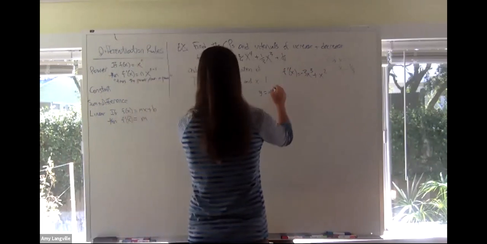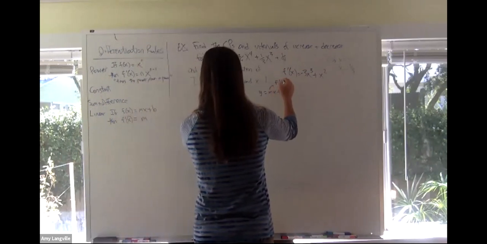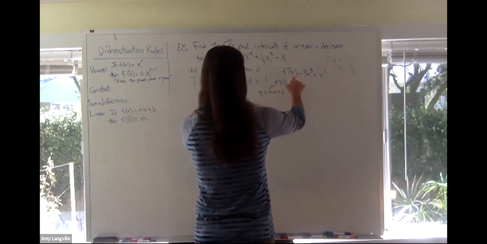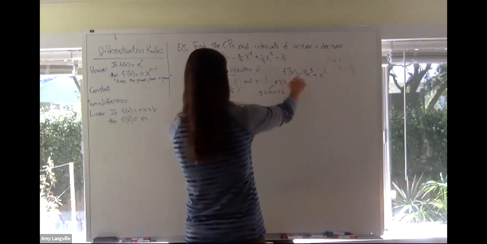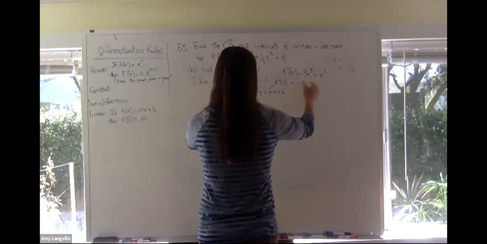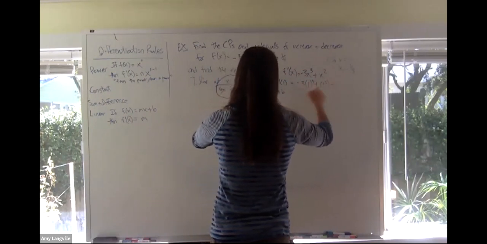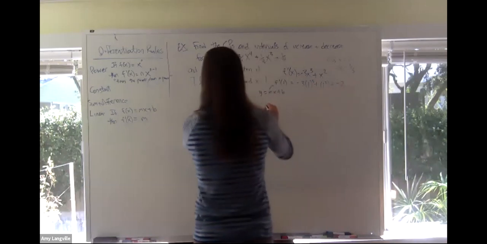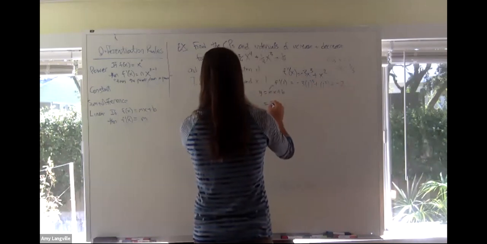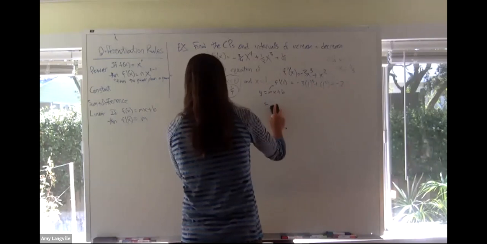This will be m is f prime of 1. So here's f prime of x for any x. So I'm just going to plug in 1. So I'll have -3 plus 1 is -2. So my slope, I can fill that in. Oops. Make that a little bit clearer.